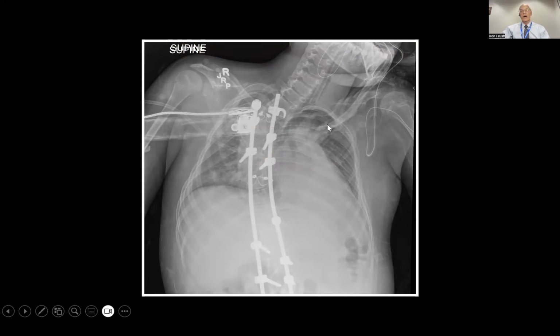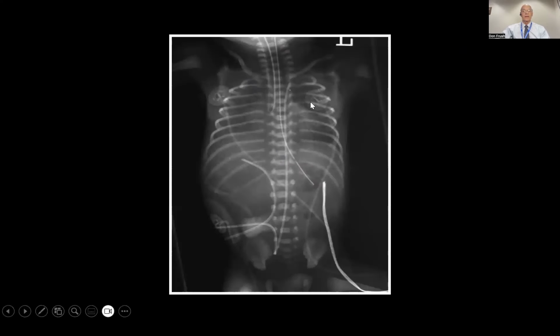Is this tube too high, too low, or in good position? It is too high because it's above the thoracic inlet. Now, conversely, you can have a tube that's too low. So you can always see the carina. This one ends up being in the right bronchus here. So this tube is too low.